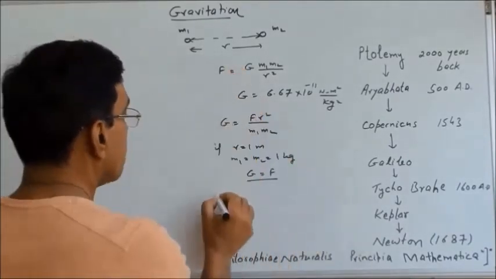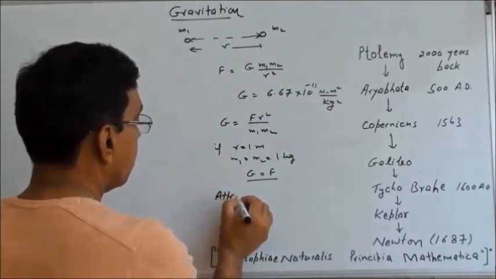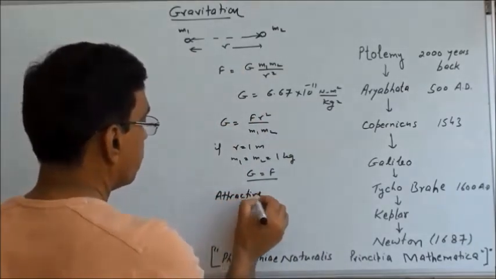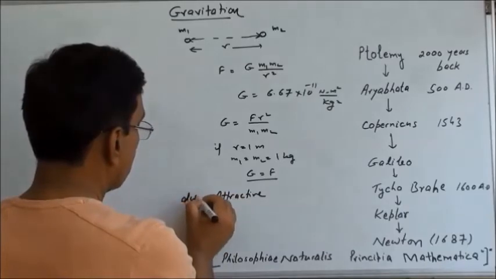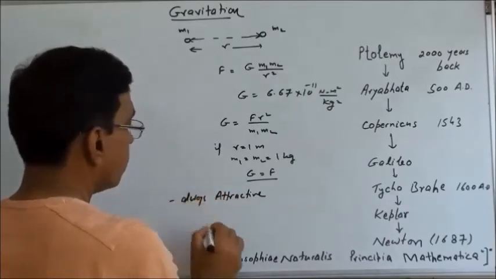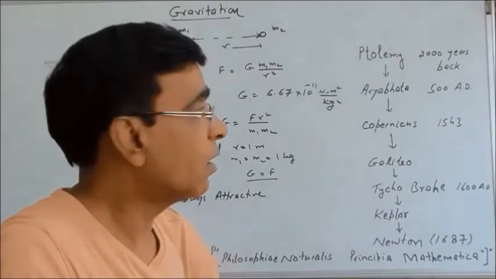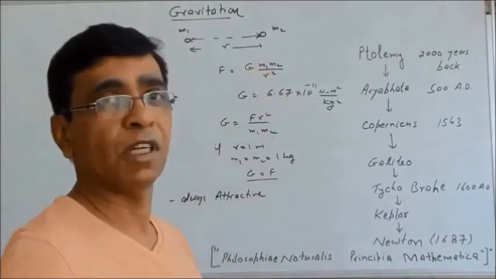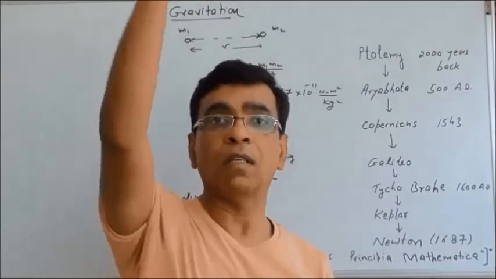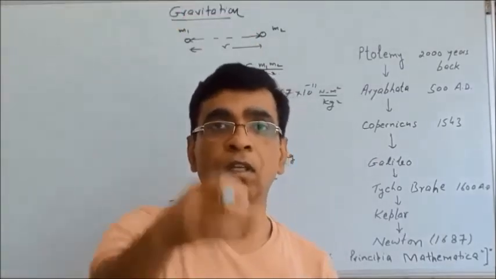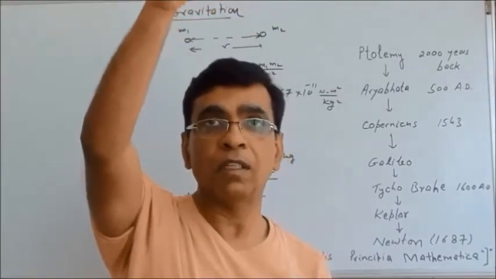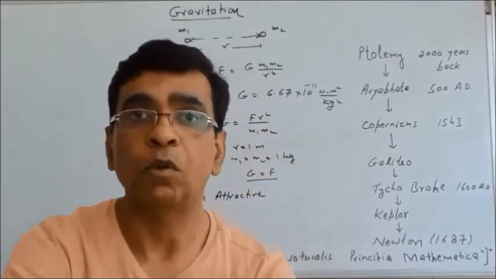Further, see, this force is always attractive. Gravitational force is always attractive, and it is because of this force that whenever we drop anything, it comes down. Whenever I drop any object, it comes down. It is because of the pull of Earth.